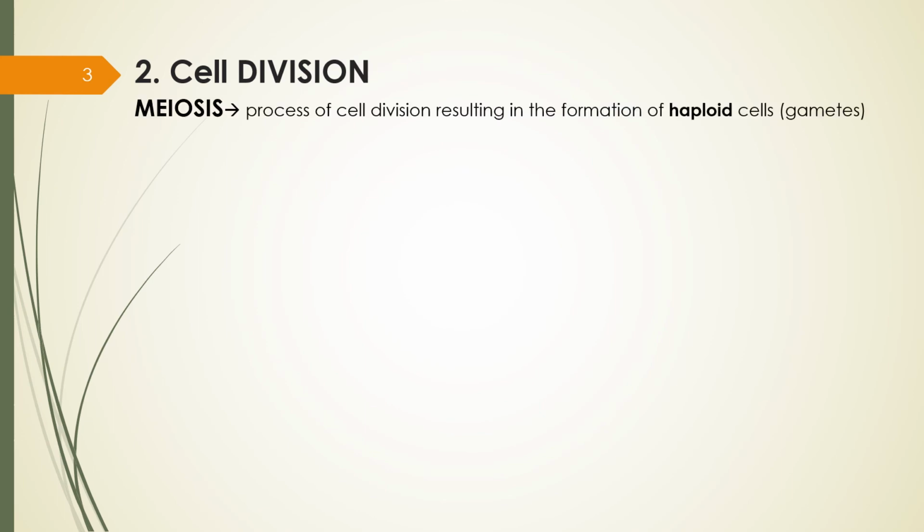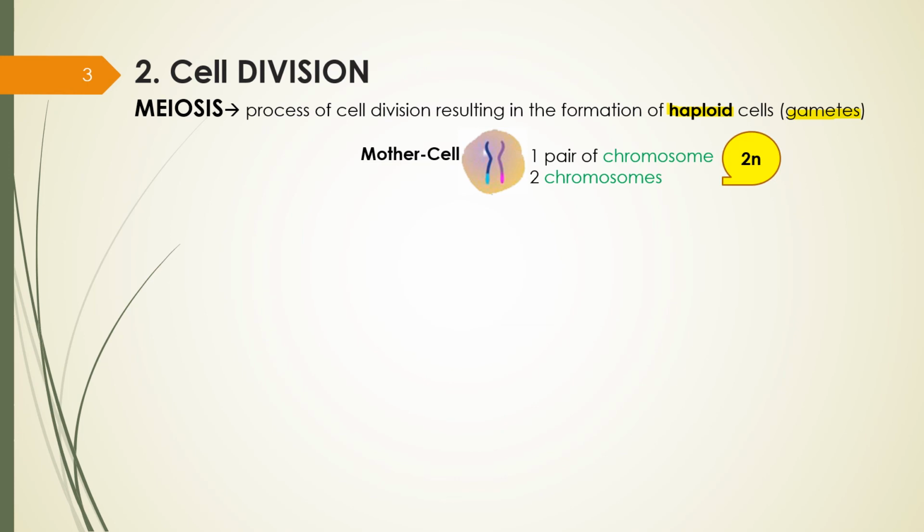So meiosis is the process of cell division resulting in haploid cells or gametes. How does this happen? So we have one mother cell. In this case, I have just one pair of chromosomes, or two chromosomes, and we call them 2N. Okay, 2N means that for each two chromosomes, I have one pair. So in this case, my 2N is equal to 1 because I have just one pair.